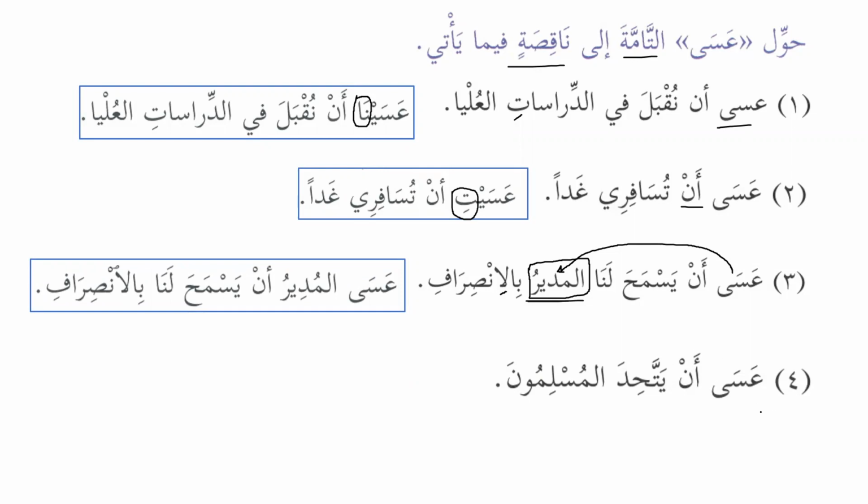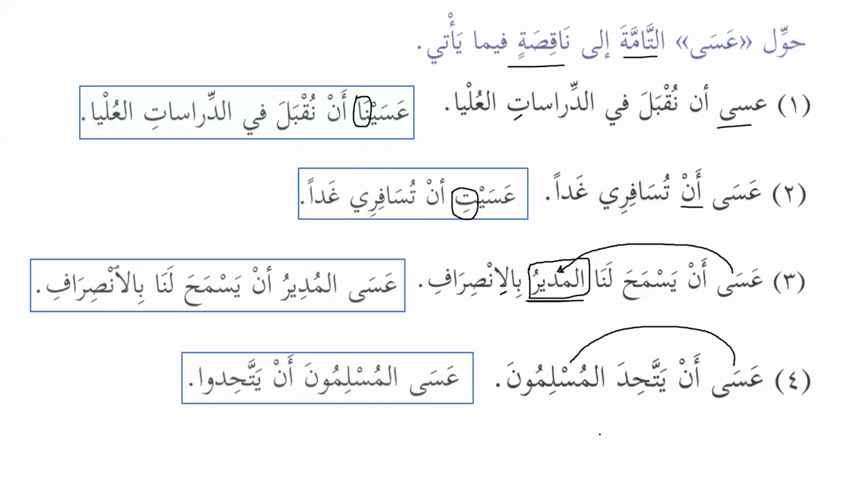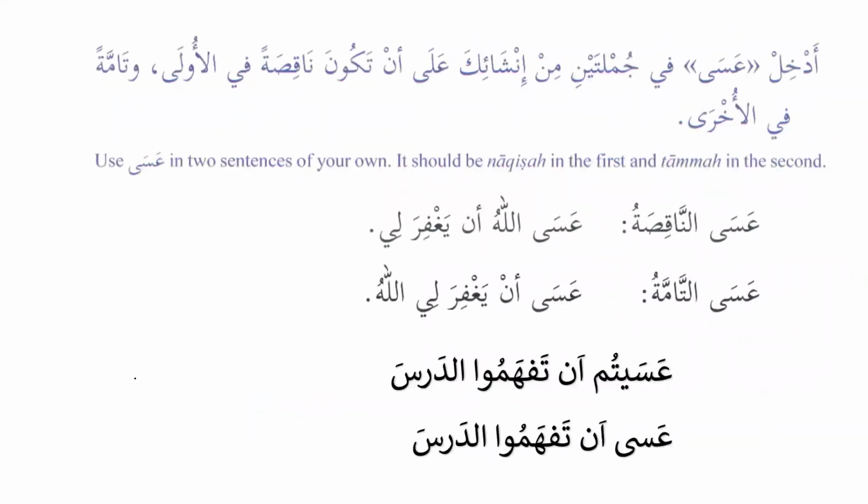So the next one is عسى أن يتحد المسلمون. Perhaps the Muslims will be united. Excellent. So عسى المسلمون أن يتحدوا. Excellent. So it was basically أن يتحدون, and we know that because of an, that noon gets dropped, and then it is compensated with this alif, as we can see over here. Excellent. Okay. أدخل عسى في جملتين من إنشائك, from your own composition.